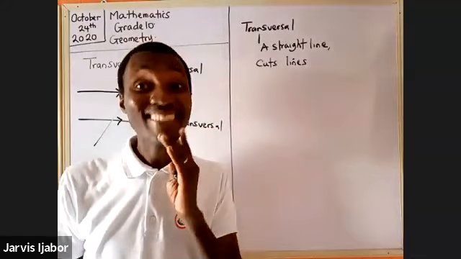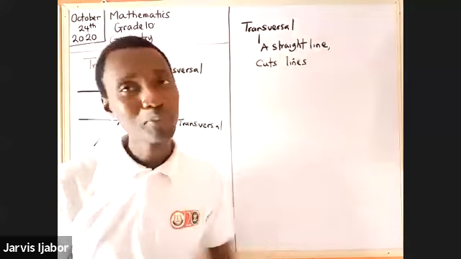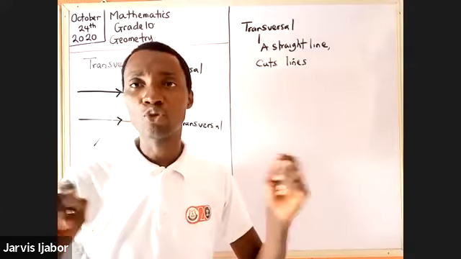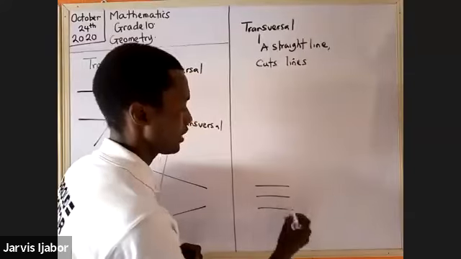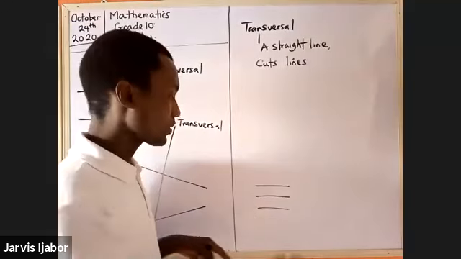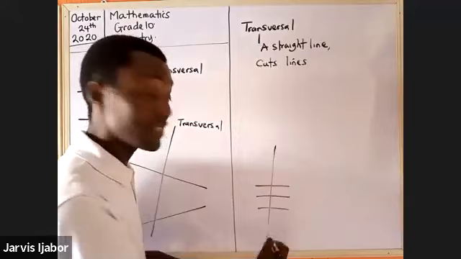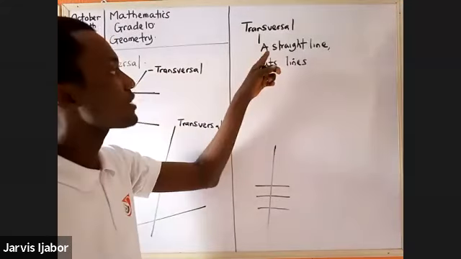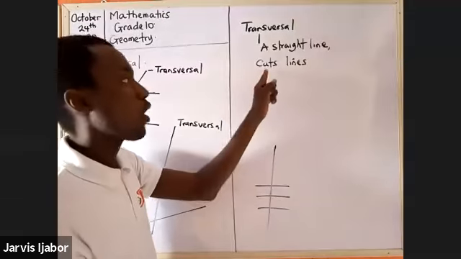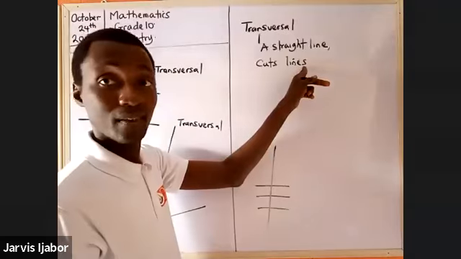Now, look at something interesting. If it's going to cut lines, it can't cut like this. It must cut like this. How do you see it? So it has to cut like this. That's why it's a transversal. So a transversal, one, is a straight line that cuts lines.